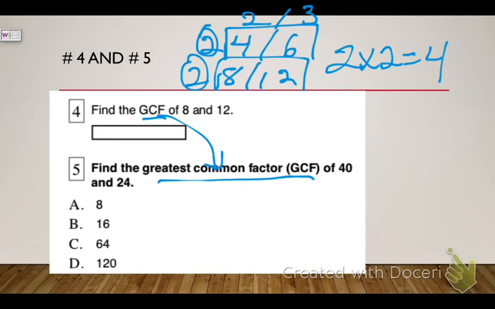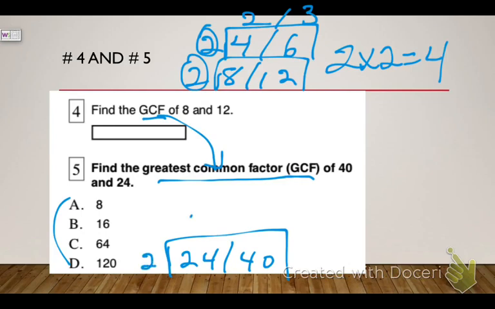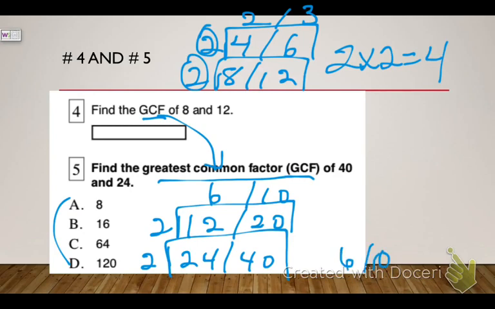So find the greatest common factor of 40 and 24. Well, kids, one of these 4 answers here has to be the answer. Right? Whenever we talk about greatest common factor, we want to divide. Well, if we divide both of these by 2, it would be 12 and 20. If we would divide by 2 again, it would be 6 and 10. Well, you can take 6 and 10, and I'm going to put it down here, and you can divide it again by 2. It would be 3 and 5.